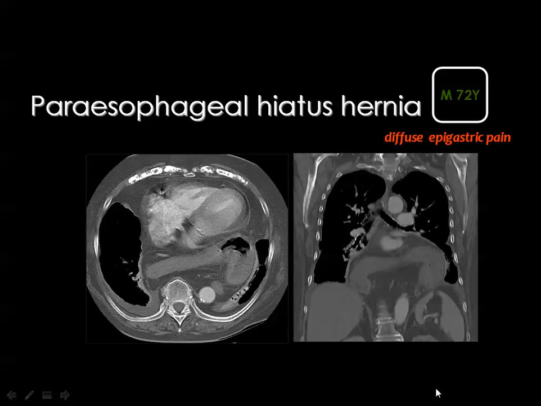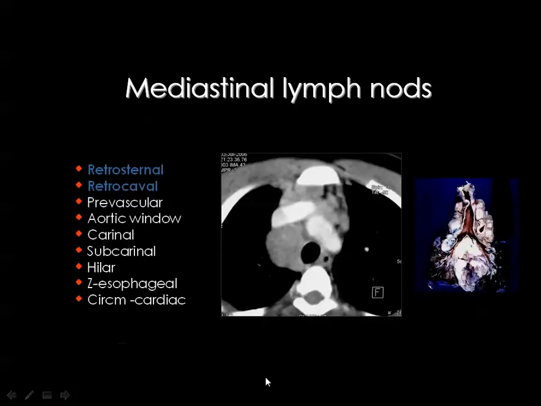The hiatus hernia has many types, as you will know, and we'll discuss this in full detail when we talk about gastrointestinal imaging. This is a huge hiatus hernia, classified as type 4, which contains part of the stomach, other abdominal organs, and mesenteric fat, as you can see here, displacing the cardiac shadow anteriorly.